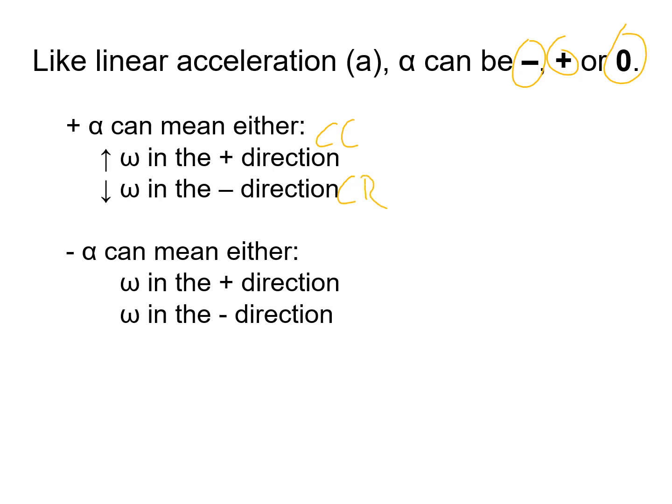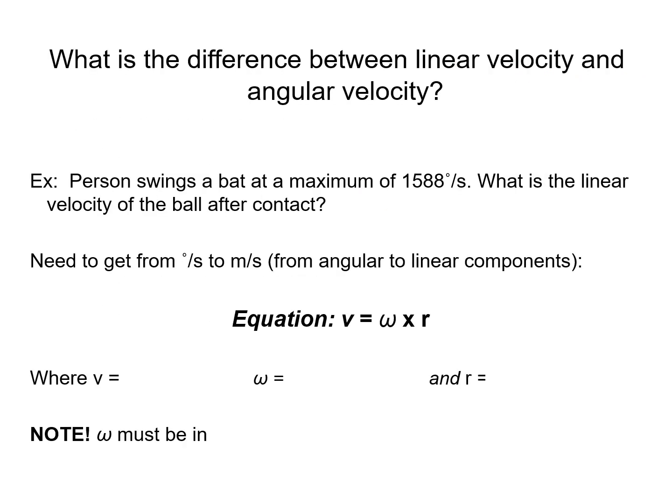Okay? And then if we have negative acceleration, that means that either the angular velocity decreased in the positive direction, it slowed down, or it increased in the negative direction, meaning it sped up going in a clockwise rotation. So once again, clockwise, counterclockwise. Okay? I hope that makes sense. If not, you can go over this a few more times. So what is the difference between linear velocity and angular velocity?